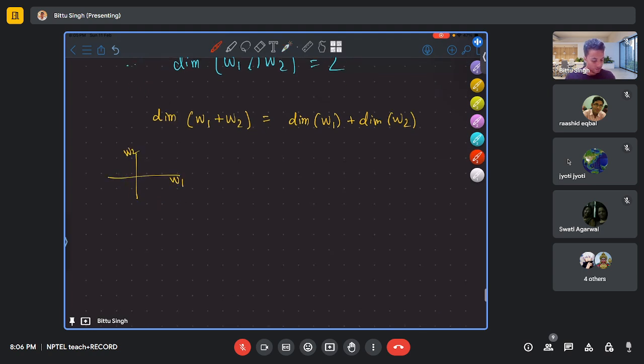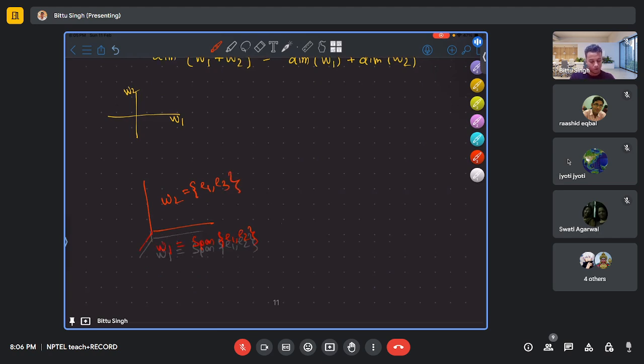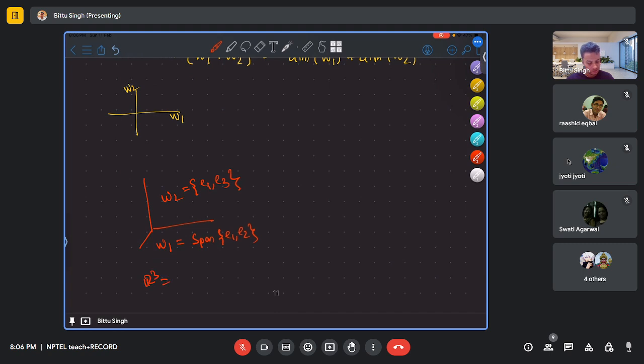Why? Take this example. Suppose we are given two spaces. W1 is the xy plane, which is spanned by E1, E2, and W2 is the xz plane, which is spanned by E1, E3. Now the whole space R3 is spanned by only three elements, E1, E2, E3.